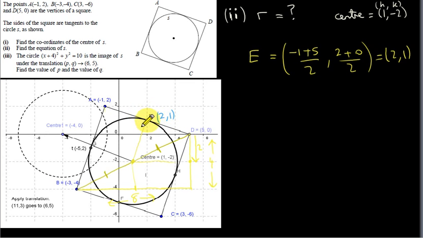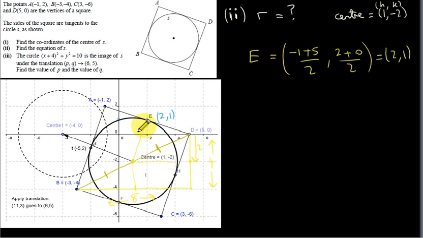And you can check on your diagram as well. If you draw your diagram fairly accurately, you can check to see that it makes sense. This looks right. The x value of E is 2. The y value of E is 1. So now we get the distance of the center to the point E.